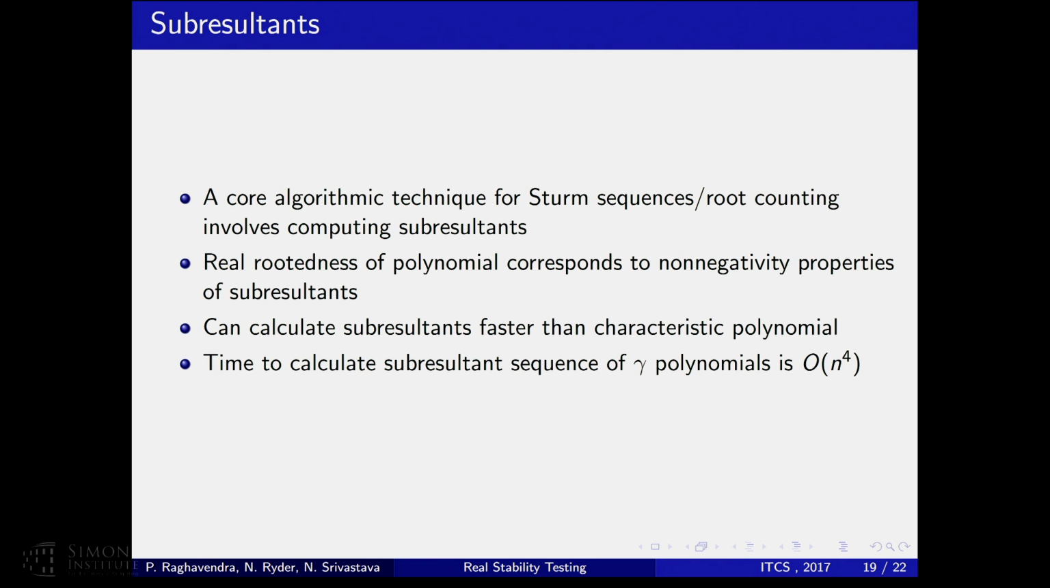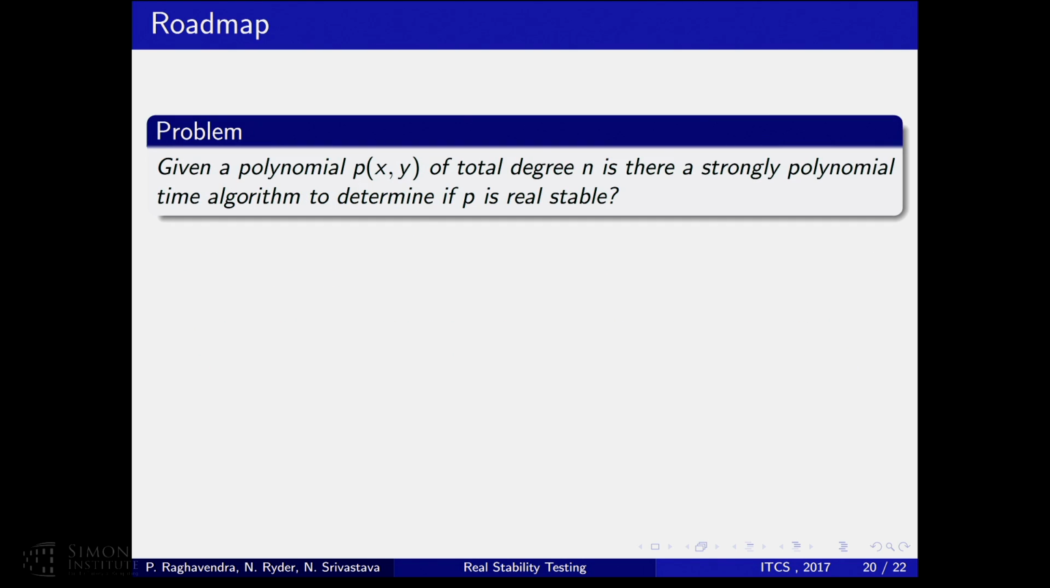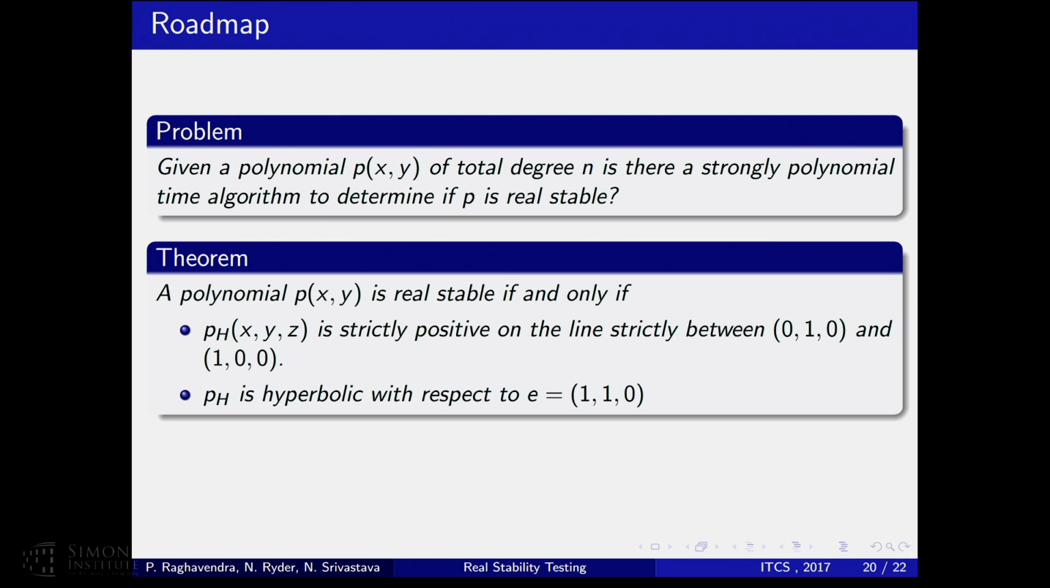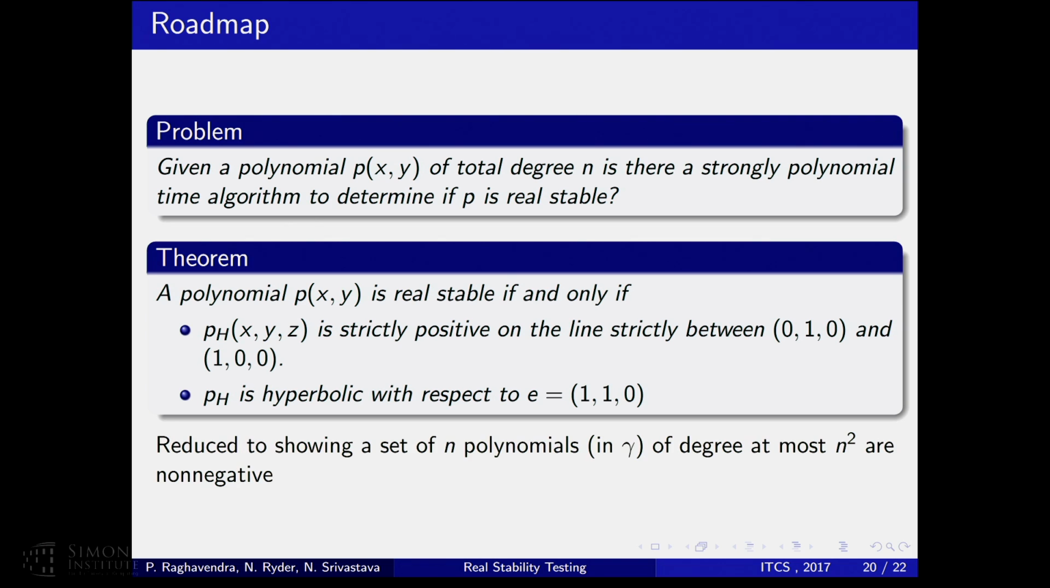So to review, we had a bivariate polynomial. We wanted to determine if it was real stable. To do this, we did a reduction to a one-parameter family. Now the note is that the set of all one-parameter families of polynomials where all the restrictions are real rooted is a semi-algebraic set. And so what we've really done is figured out two different sets of polynomial inequalities that define that semi-algebraic set. So now we've reduced to showing a set of n polynomials of degree at most n squared are non-negative.